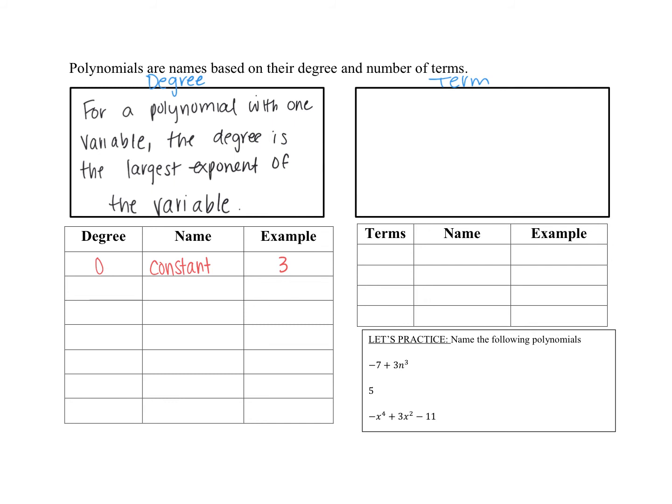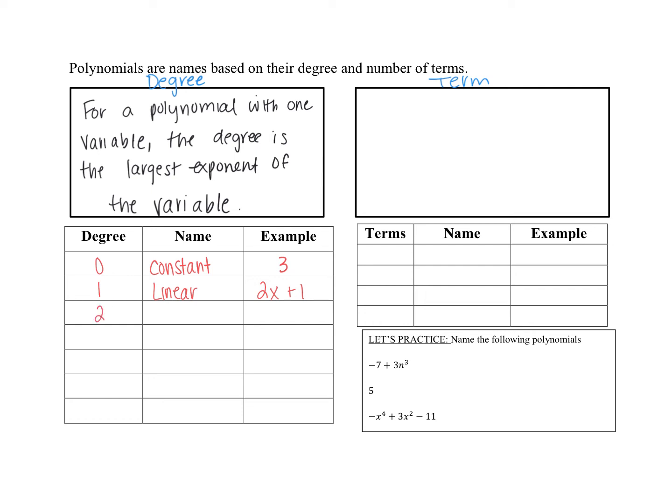Then we move on to when we have a degree of 1. And what that is called is linear. Okay, and an example of something that's linear would be something like this, where we just see a variable with no exponent, because we know technically that after that x, there's a little exponent of 1. Okay, but we won't see that, so I don't want you guys to write that. So you just have to remind yourself that whenever you have just a variable with no exponent, it's linear.